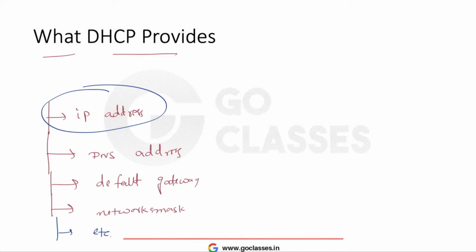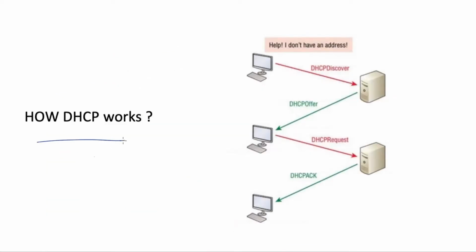Now let's talk about the second question: how does DHCP work? It is a very simple protocol. It works in four phases.